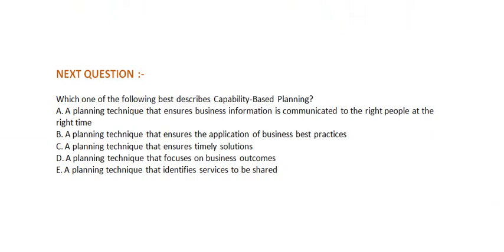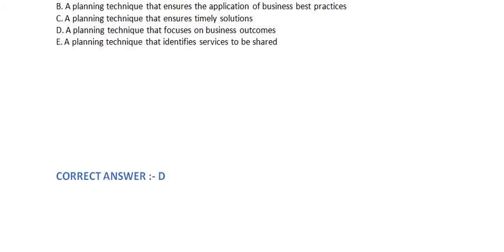Next question is, which one of the following best describes capability-based planning? Option A, a planning technique that ensures business information is communicated to the right people at the right time. Option B, a planning technique that ensures the application of business best practices. Option C, a planning technique that ensures timely solutions. Option D, a planning technique that focuses on business outcomes. And option E, a planning technique that defines services to be shared. The correct answer is option D.